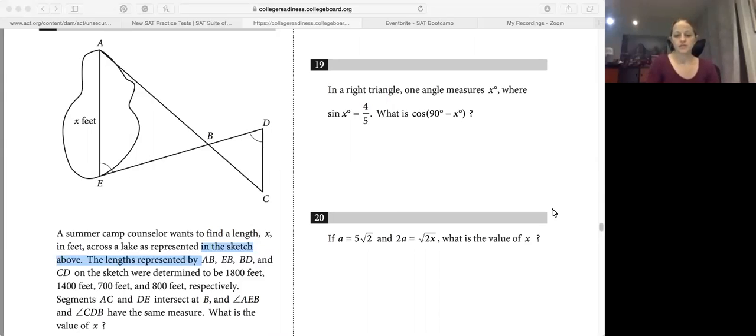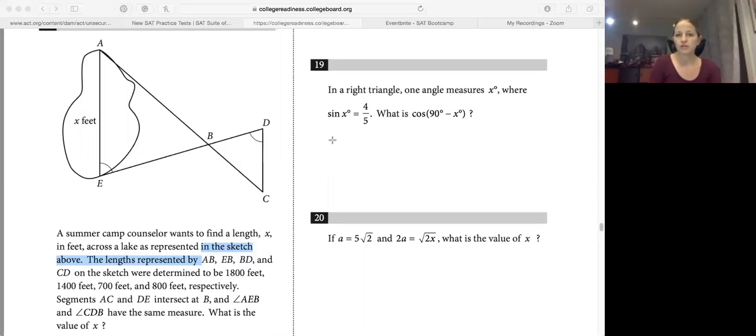So this one is a trig problem. If you have not taken trig, it may be a little bit challenging. But if you remember back to your basic geometry, SOHCAHTOA, that can help you, even if you haven't taken trig. So first, let's start by drawing a triangle, because that will help.